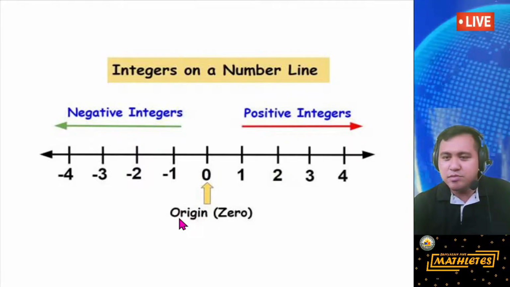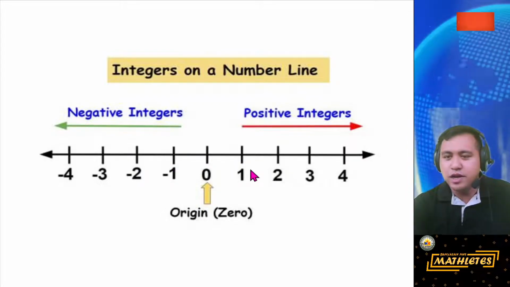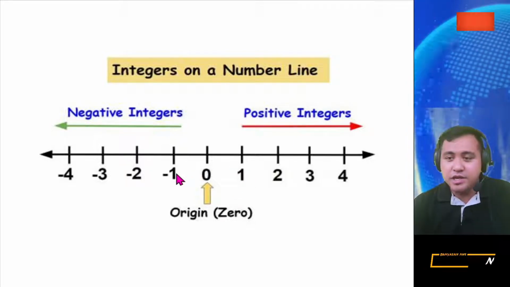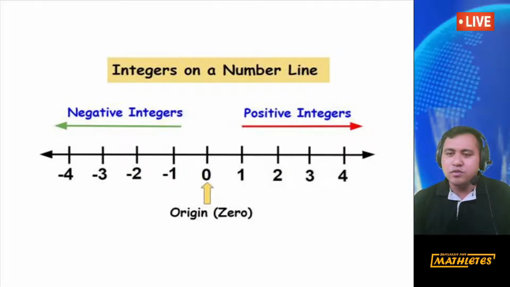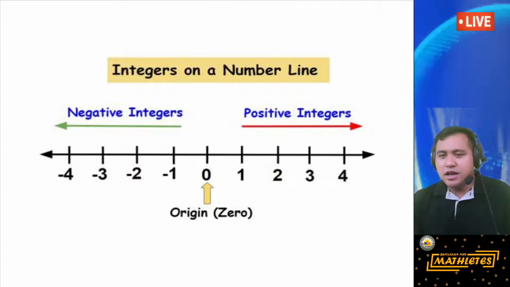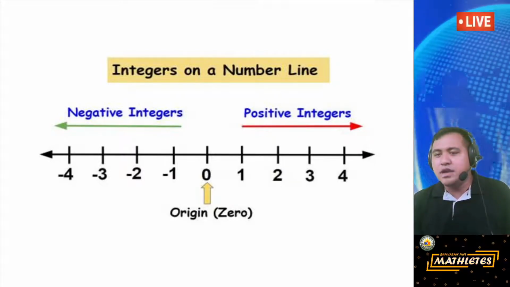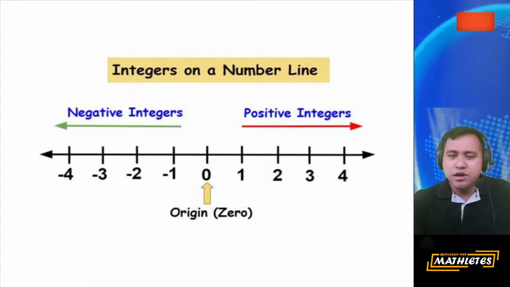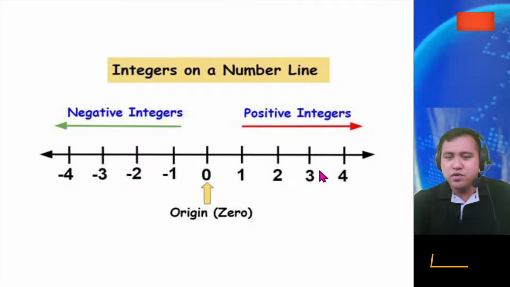So it means that positive 1 is the opposite of negative 1, or negative 1 is the opposite of positive 1. Opposite sila. But opposite numbers are the numbers that have different signs but they have the same distance from 0. So we have opposite sila, si 4 opposite ni negative 4, or negative 4 opposite ni 4.